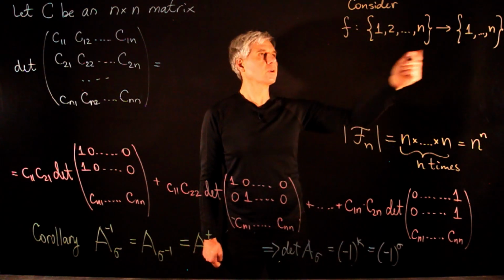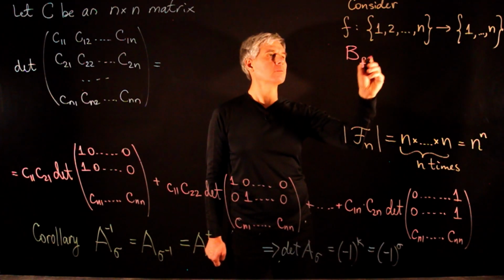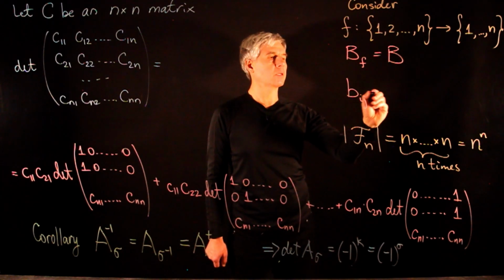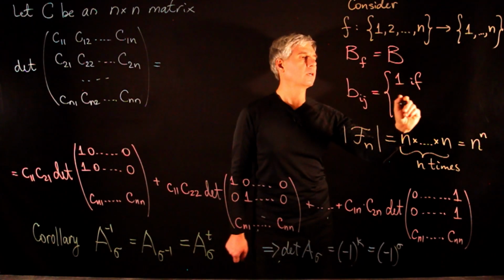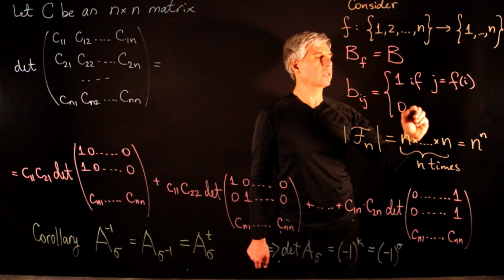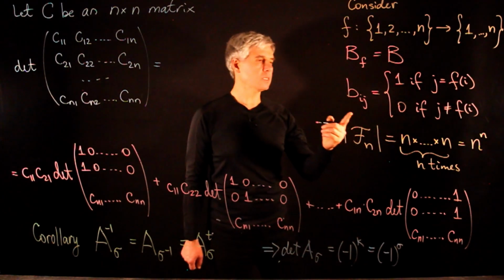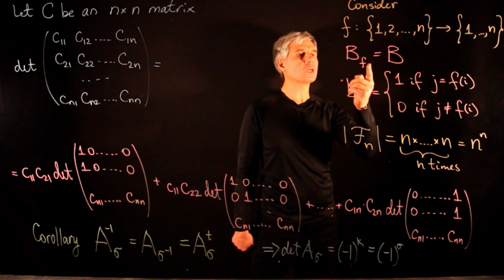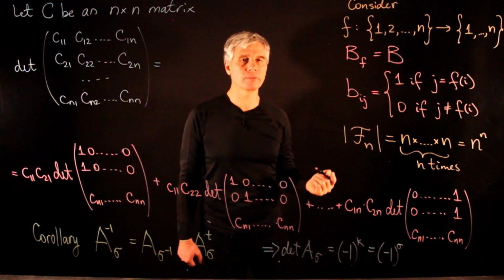For a function f of this type, let us define the matrix Bf, or simply matrix B, which has the following entries: Bij is equal to 1 if j is equal to f of i, and 0 if j is not equal to f of i. This is the same definition as for the matrix B sigma, only sigma was a bijective function of this type, and f is an arbitrary function of this type.